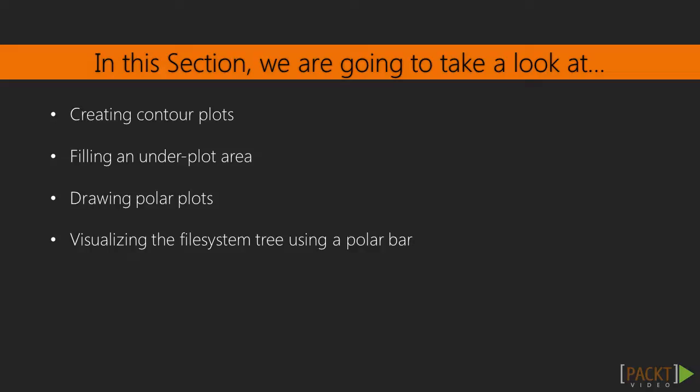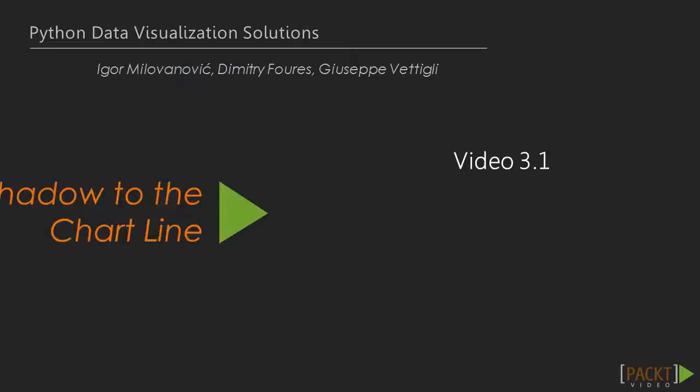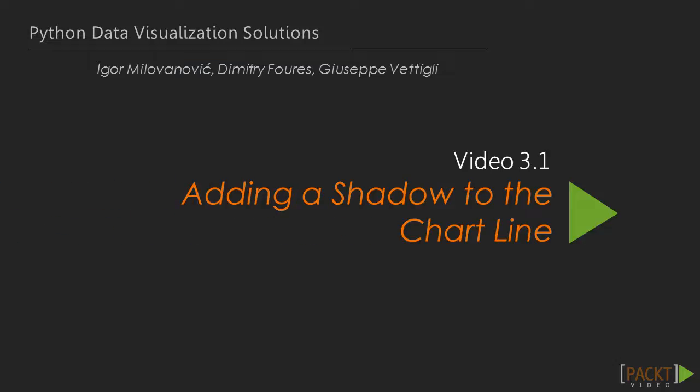During this section we'll seek the solutions to some non-trivial problems with representing data when simple charts are not enough. We'll try to use more than one type of graph or create hybrid graphs to cover advanced data structures and the representation required. So let's start with the first video of the section, adding a shadow to the chart line.